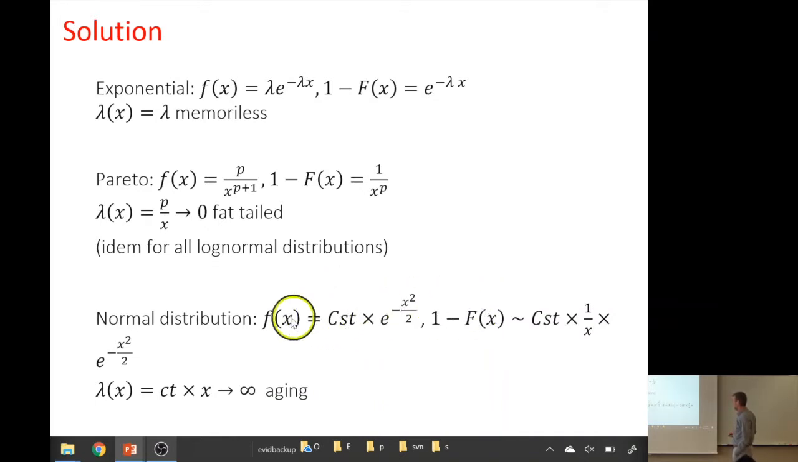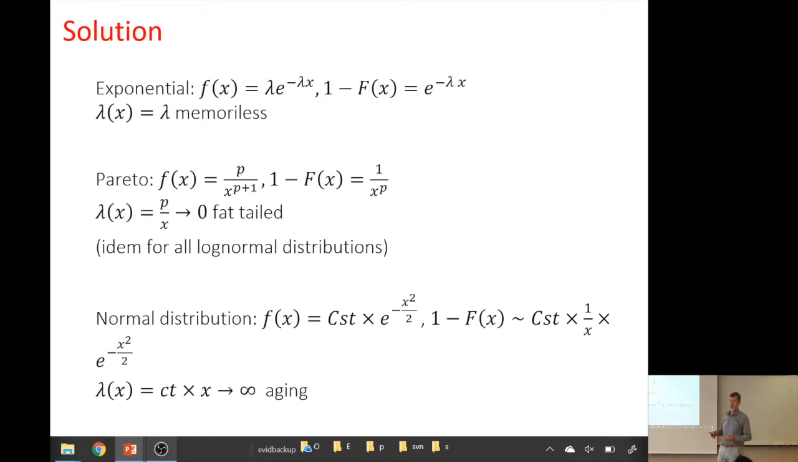For the normal distribution, it's mathematically a bit trickier, but asymptotically easy. The PDF is an exponential minus a square. The CDF doesn't have a closed form. In fact, the CDF can be taken as one of the transcendental base functions, but it is known that it is asymptotically equivalent to 1 over x times the PDF here. So the ratio of the two is equivalent to a constant times x, so it goes to infinity, so it is aging, which is expected.